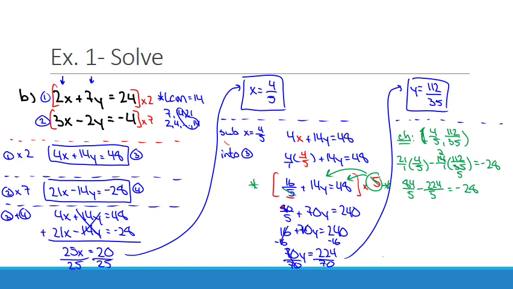Anyway, 84 minus 224, that works out to negative 140 over 5, which equals negative 28. And if I divide negative 140 divided by 5, that actually works out to negative 28. So you can see they match up. So even though that was some weird numbers, that's okay. That happens sometimes. Now imagine trying to do this.